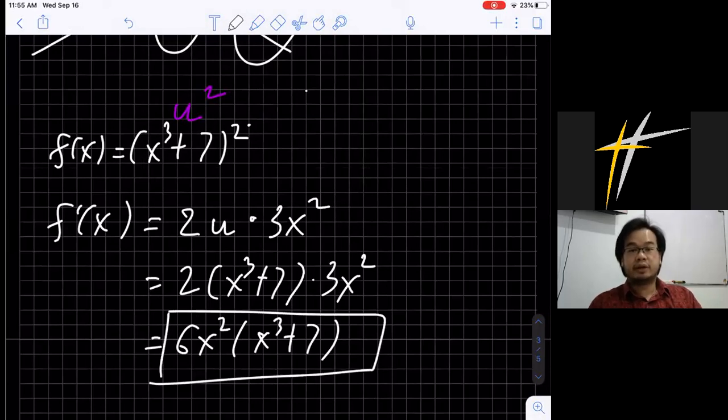Okay, so that's how you use the chain rule. With the chain rule, you should be able to derive a composite function.